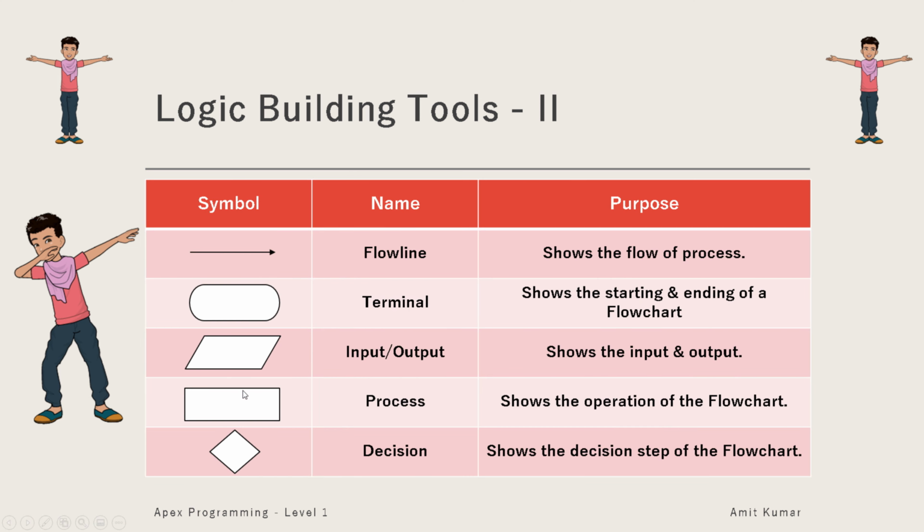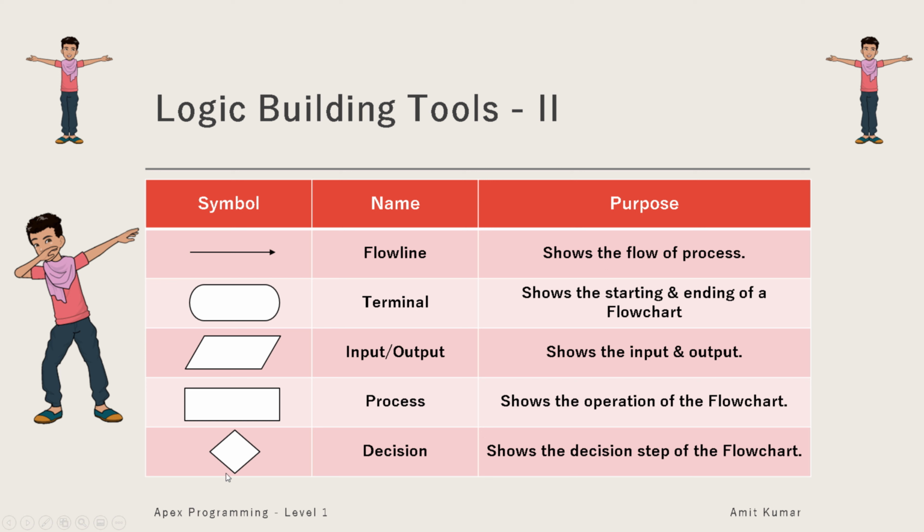As you can see, these are the symbols, with their names and their purposes as well. The first one is the flow line, which is used to show the flow of the process. Terminal shows the starting and ending of a flowchart. Input/output box: this symbol is used to represent input and output in the whole workflow. This process box or rectangle is used to show the operation which is going to be performed, and this diamond box or decision is used to show the decision step of the flowchart.